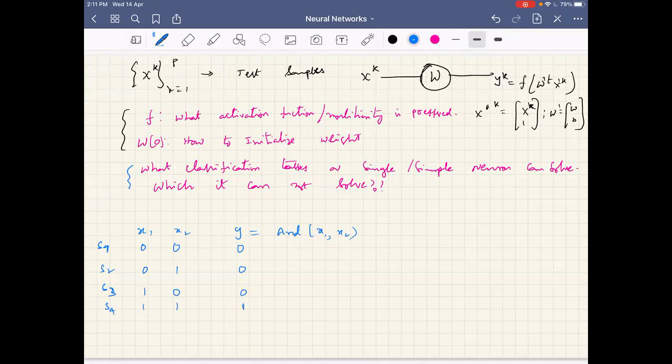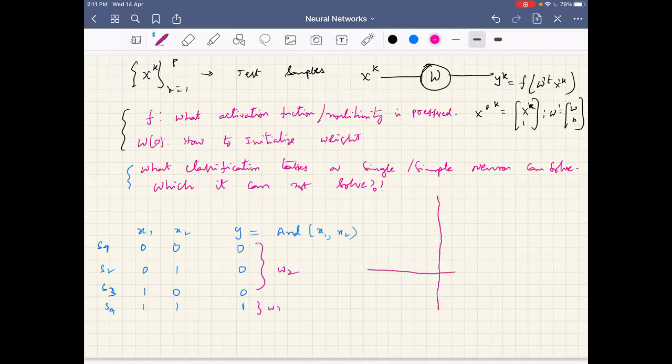Okay. So now the question is, can this classification, let's assume that we are giving only 4 samples and we want to find out the labels. That means we want to map this to class 1 and these 3 to class 2. Okay. So can this task be performed by a simple neuron? That's the question that is asked.